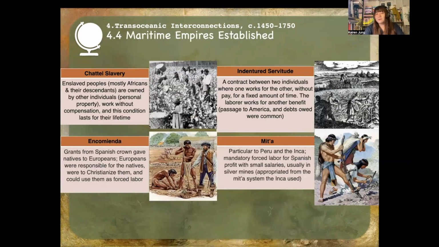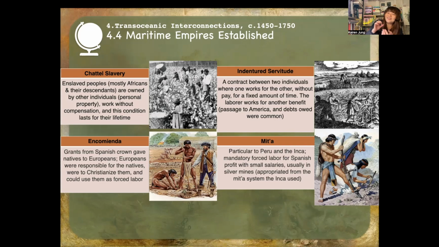Let's continue to look at how these maritime empires were established in the Americas. First of all, you had chattel slavery. Enslaved people, mostly Africans and their descendants, were owned by other individuals in the form of personal property, and they would work without compensation, and this condition would last for their lifetime. It was an inherited condition. The things that people used to do to each other. Indentured servitude was a contract between two individuals where one would work for the other without pay for a fixed amount of time. The laborer would work for another benefit, such as passage to America, and debts owed were all too common. The things people do to each other.